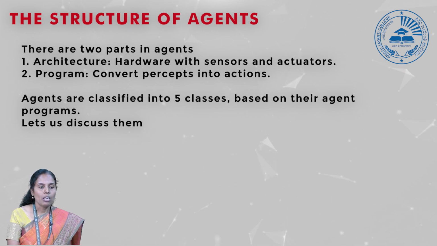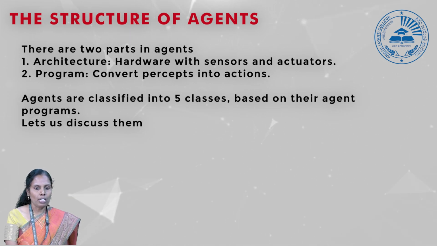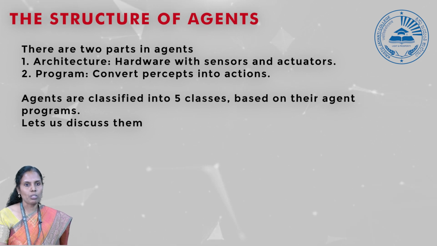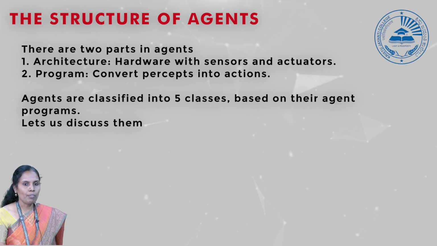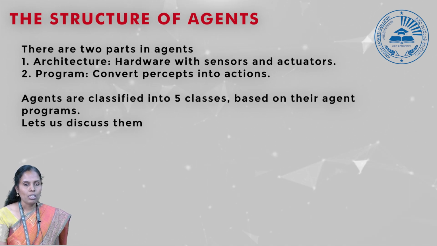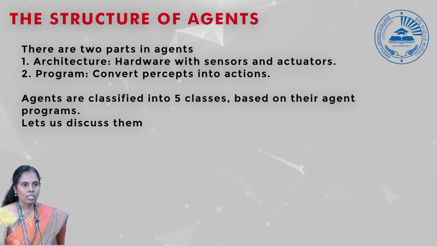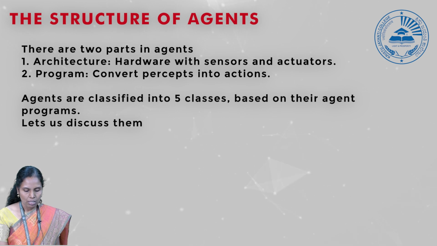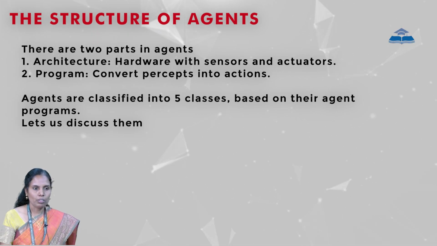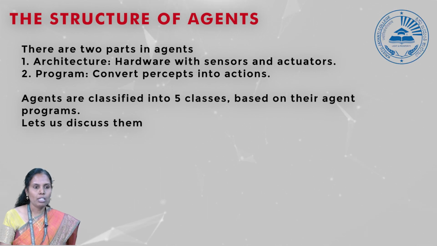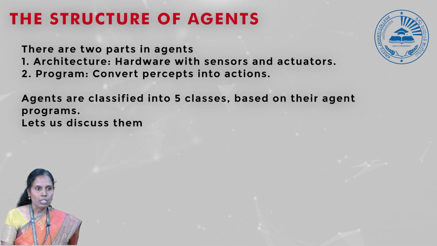The next, agents are classified into 5 classes based upon their agent programs. So first one is a simple reflex agent. The second one is goal based. Then third one is model based. Then fourth one is utility based. Then fifth one is learning agent. So these are the 5 different types of agents that are there in artificial intelligence.